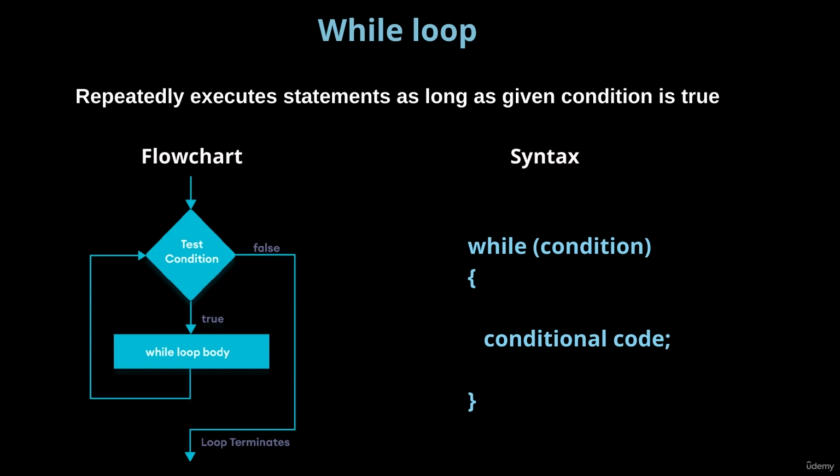So here's the syntax: a while keyword right after a condition which must return a boolean, and then the conditional code. So this is a very simple syntax. You can write this code, and let's see how it will execute. First of all, the condition will be checked. If it is true, the code block will execute, and it will keep on executing. As soon as the condition is false, the loop will get terminated. But it is something more than that. Let's see it practically.